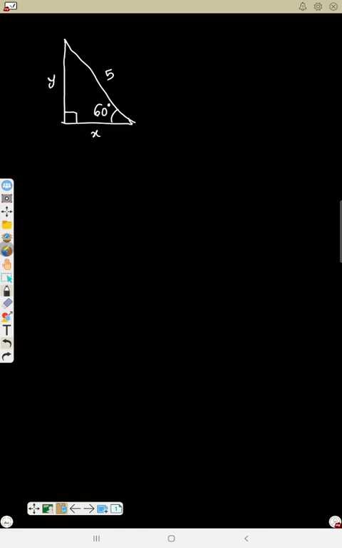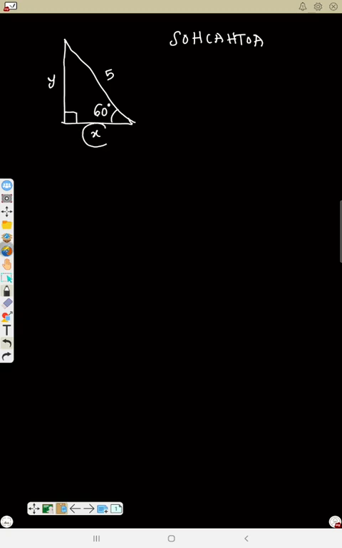And how can we find this side? Let's say y. Now if you know one angle and one side, and you want to find the other side, that is when you will use SOHCAHTOA. If you have two sides and one side is missing, you can use Pythagoras theorem. But if you know one side and one angle, then you can use SOHCAHTOA.